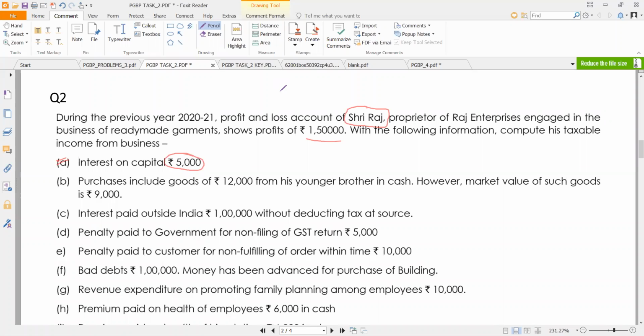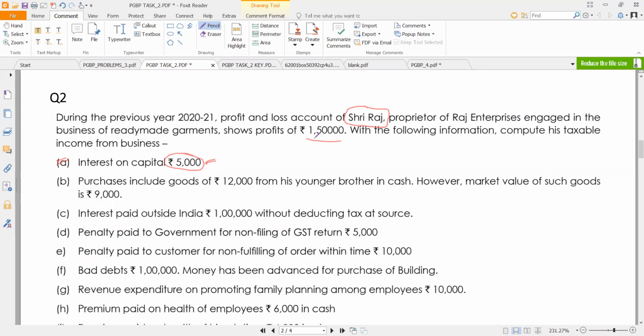And according to the Income Tax Act, interest on capital is allowed as deduction only for partnership firms under 40B. But for sole proprietors, it is not allowed. Why? Because this is fictional in nature. It's a notional expenditure. It is not a real expenditure.